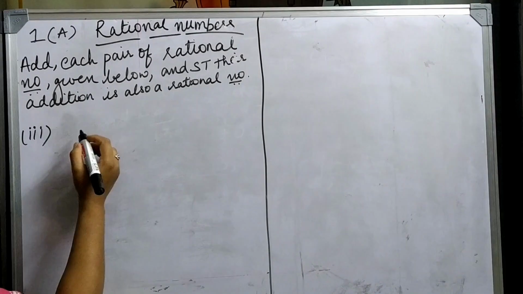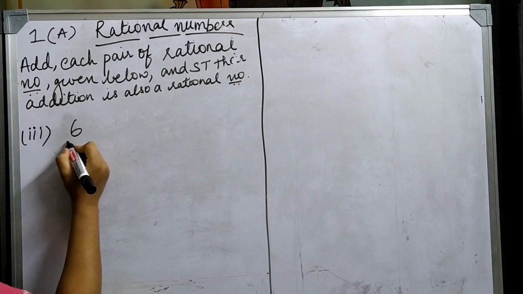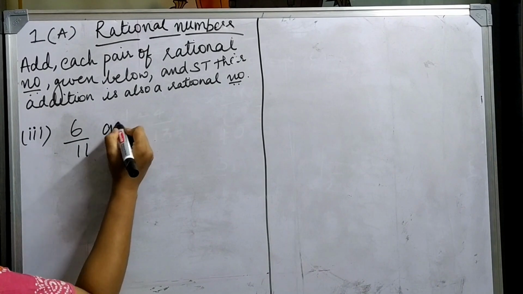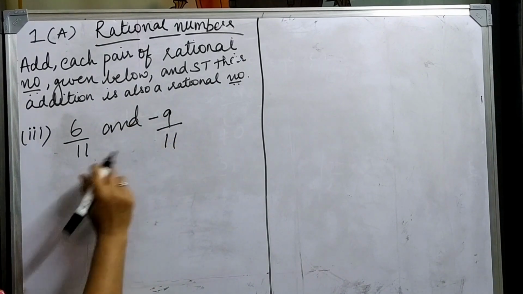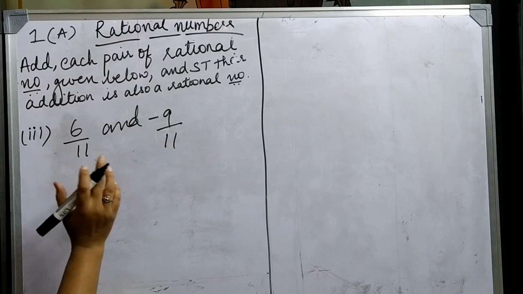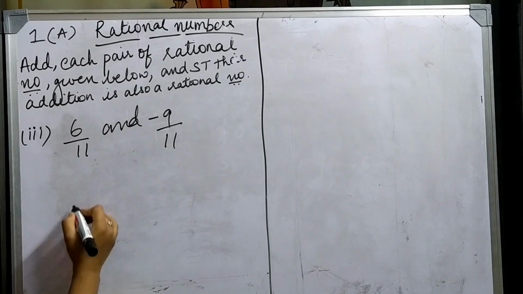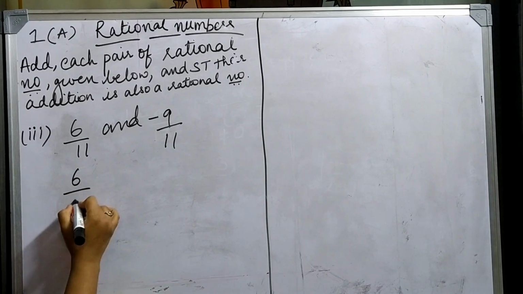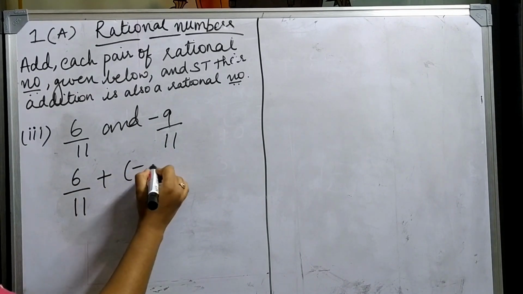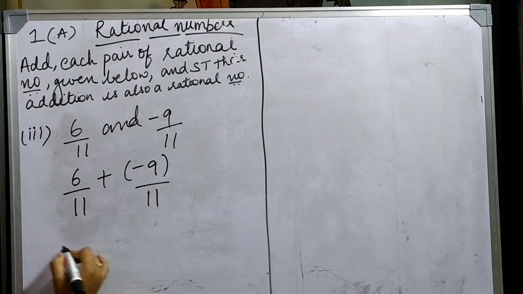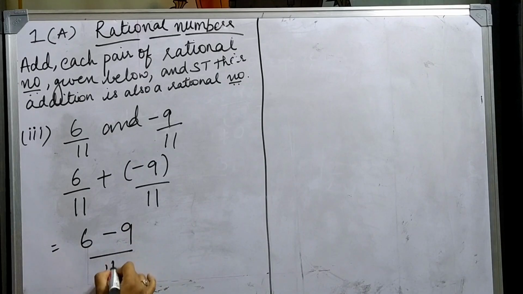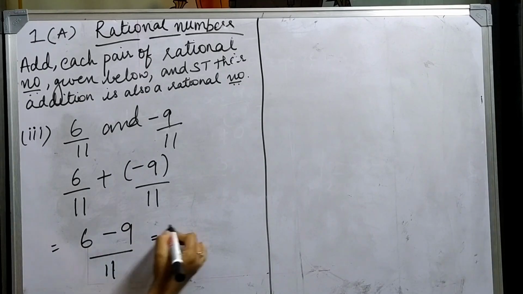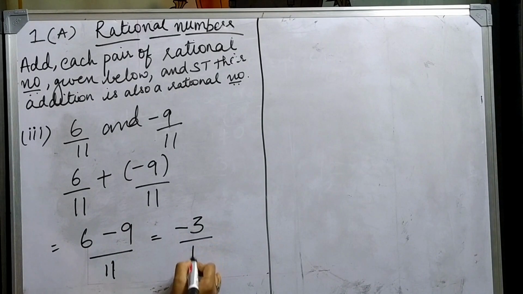Let us look at the next question, which is 6 by 11 and minus 9 by 11. Here the denominators are same, so there is no need to take the LCM. So the denominator is 11. 6 by 11 plus minus 9 by 11 is equal to 6 plus minus 9 by 11, which is equal to minus 3 by 11, which is again a rational number.